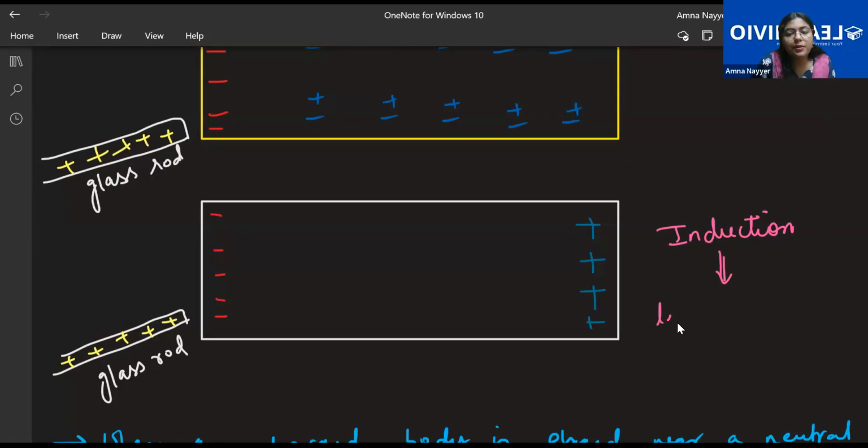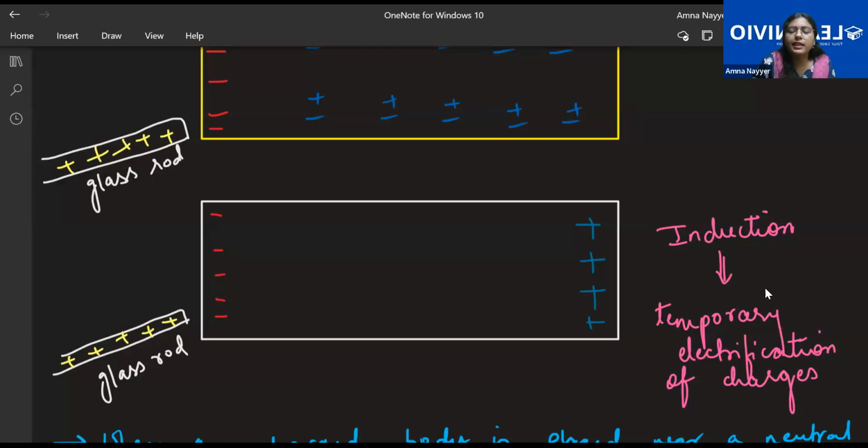This whole process is called induction, which is basically a temporary electrification of charges. The negative charges are present on one end and the positive charges are present on the other end. So the charges have been separated. But till when? Let's say this is the conductor, and I have this glass rod over here. I'm holding this glass rod.